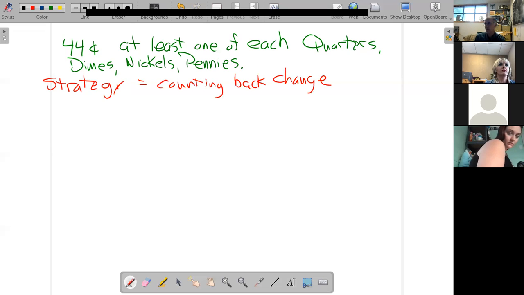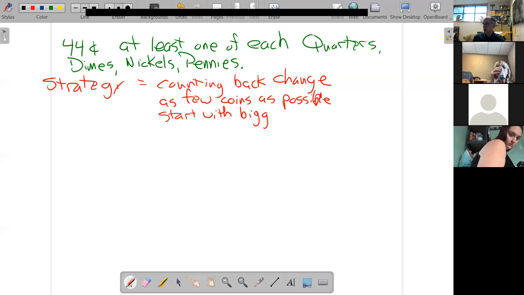And the strategy of counting back change that I was taught was to use as few coins as possible, starting with the bigger coins. So thinking about my strategy, I had to have some kind of frame of reference to do it. Otherwise, it's kind of trial and error at first, which is fine too, as long as we eventually come up with a way to not miss anything.